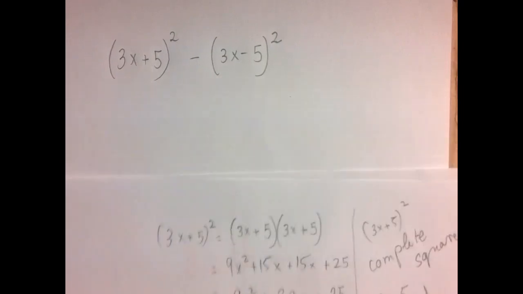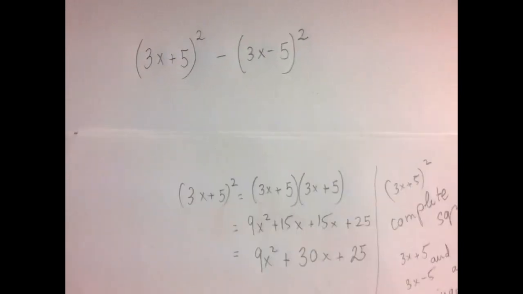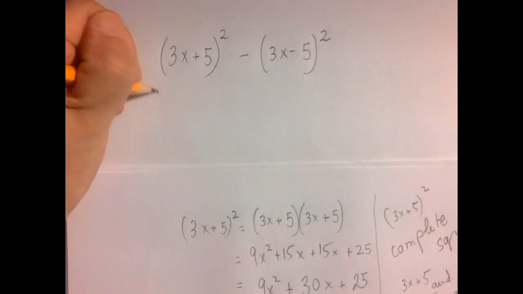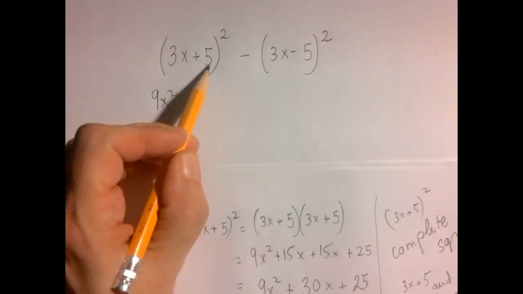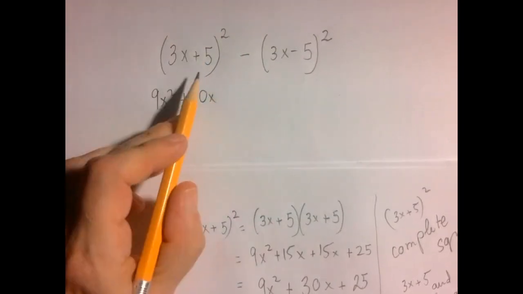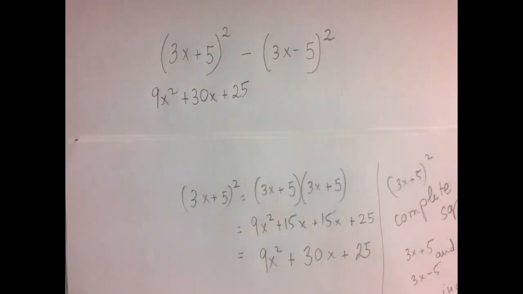This should be margin work. Eventually, you're going to be able to perform this computation mentally and just go like this. From FOIL, 3x times 3x is 9x squared. Then O and I are going to be 3x times 5. That's 15x plus 15x. And then L will give us 25. So we're not going to need all this computation.